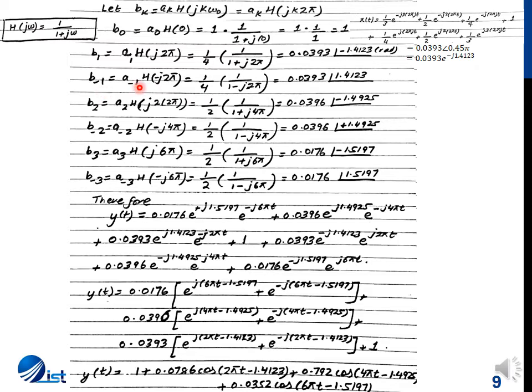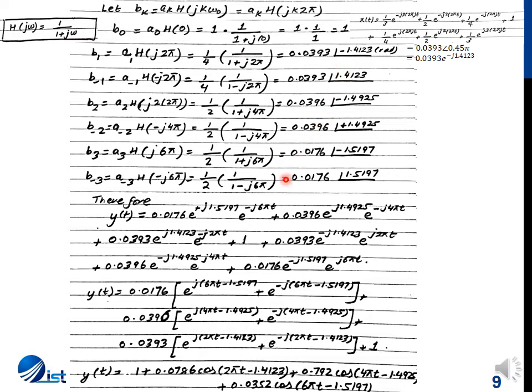Now B of minus 1 is A of minus 1 into H of minus j2π. So now we replace frequency with minus j2π in the frequency response and evaluate the expression, and we get this term. Similarly, we determine B at all the frequencies. For plus 2, our frequency term is 4π now, so we'll replace ω by 4π over here. For B of minus 2, we'll replace ω by minus 4π. For B3, we'll replace it by 6π, and for B of minus 3, we'll replace it by minus 6π. We determine the magnitude and phase of the resultant expression. This can also be written as, for example, 0.0393 e raised to power minus j1.4123.